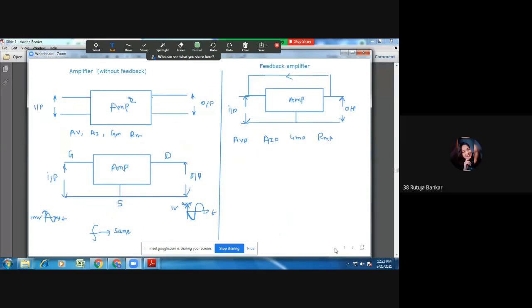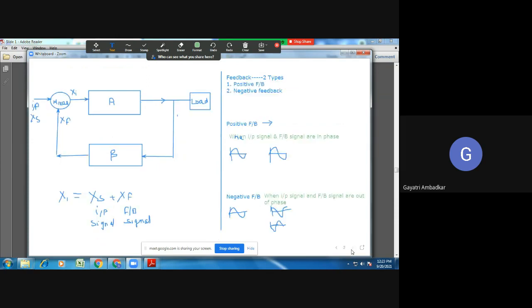Connecting part of the output back to the input is called feedback. Very good. How many types of feedback are there? Two. What are they? Positive feedback and negative feedback.